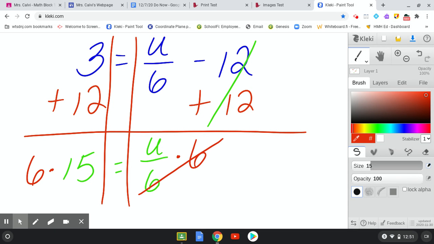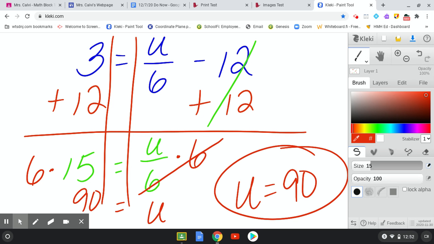These 6's will cancel. I will drop down my u, drop down my equal sign. I would then do 15 times 6, and that gives me an answer of 90. So my final answer is u is equal to 90.